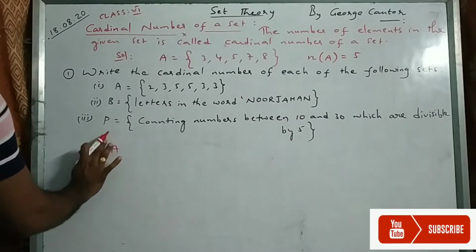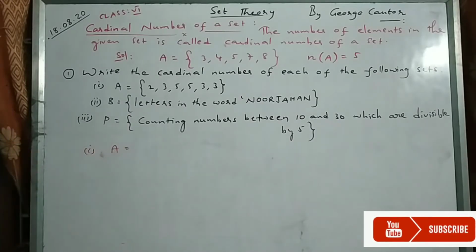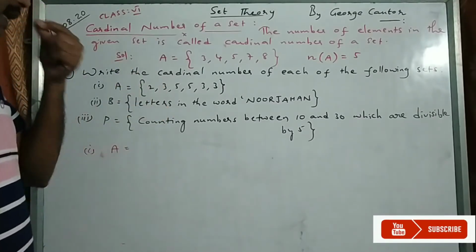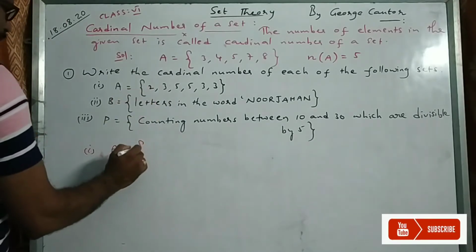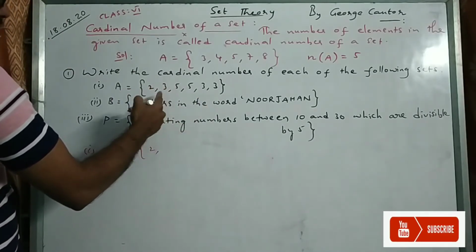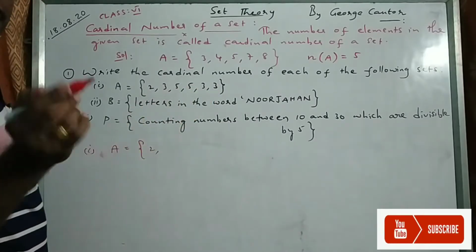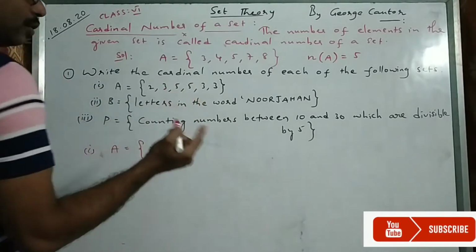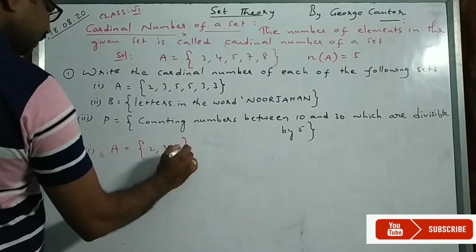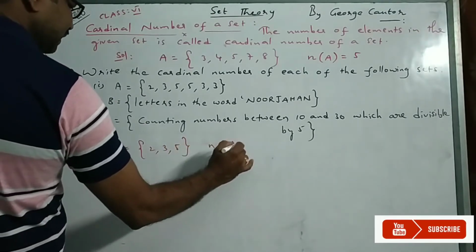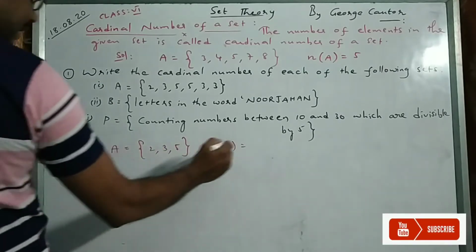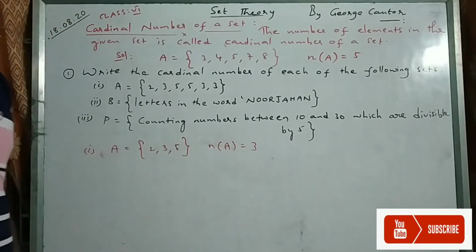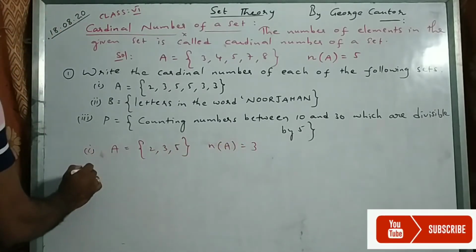First, the number of elements in the set. First set you see. Here you should understand the concept of set. If there is any repetition in the set, we have to write only once. You see, 2 is there only once. 3 is repeating 3 times, so instead of writing 3 times, we write only once. 5 is there 2 times, so we write only once. Now I can say the cardinal number of set A is equal to 3. See, count: 1, 2, 3.